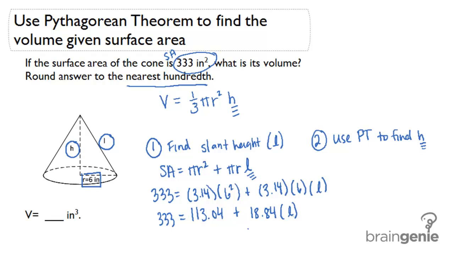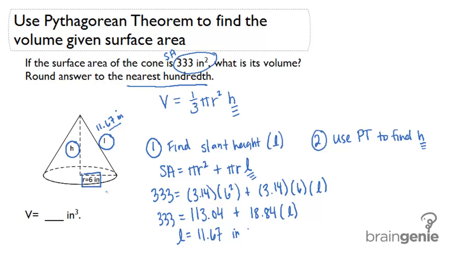times L. Now if I want to solve for L, I want to subtract 113.04 from 333 and then divide by 18.84. Notice I'm rounding to the nearest hundredth every time because that's what my directions said. And finally, I'll get the slant height to be 11.67 inches. So that's my slant height, 11.67 inches.